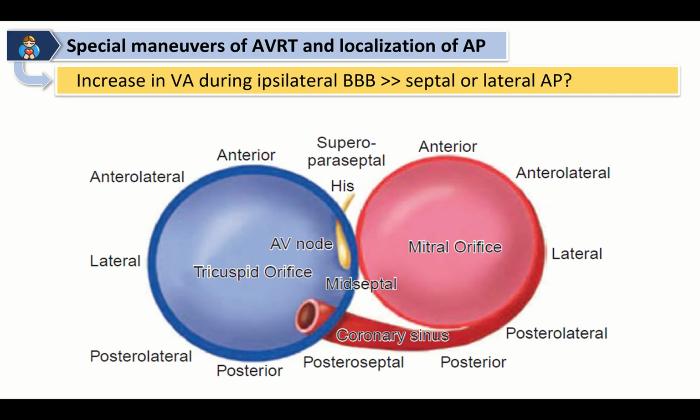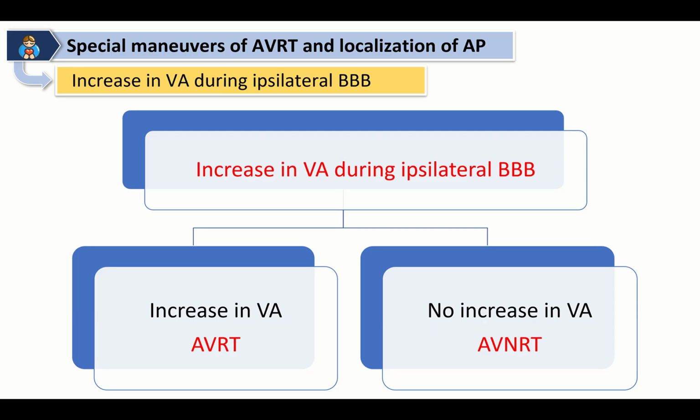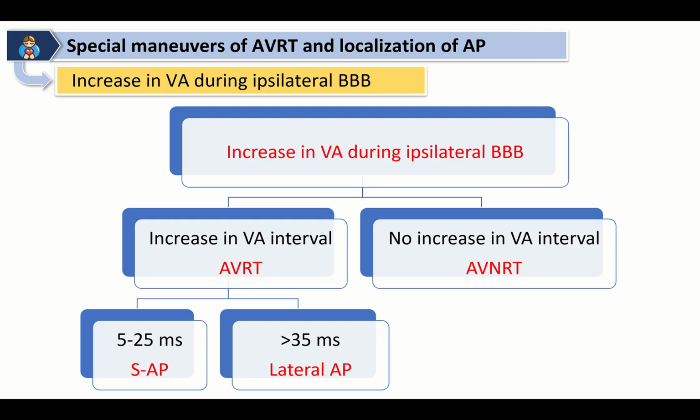Still using the advanced maneuver to know where is the accessory pathway, septal or lateral. We know about Comel sign, and we know that Comel sign shows increase in VA interval during ipsilateral bundle branch block. In AVRT there is increase in VA interval, however in AVNRT no increase at all. Let's go to a more advanced golden rule. Yes, we know VA interval increases in AVRT, but if it increases more than 35 milliseconds, it confirms lateral accessory pathway.